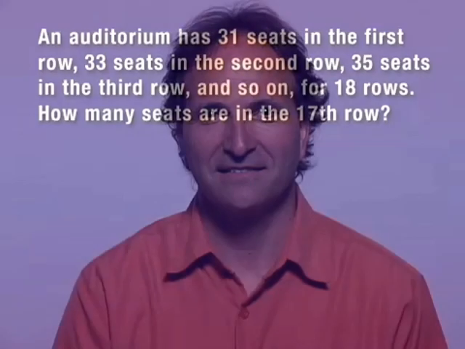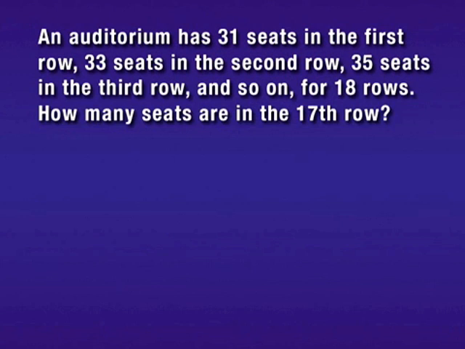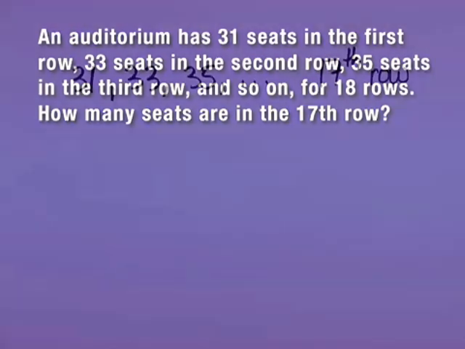In this next set of exercises, we'll be determining whether a real-life situation is an arithmetic sequence or a geometric sequence. An auditorium has 31 seats in the first row, 33 seats in the second row, 35 seats in the third row, and so on for 18 rows. How many seats are in the 17th row?